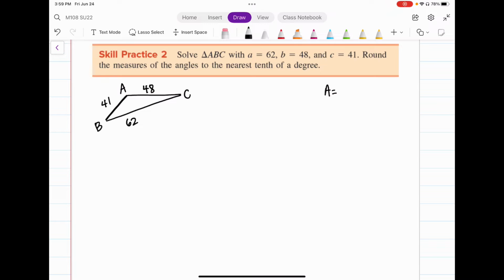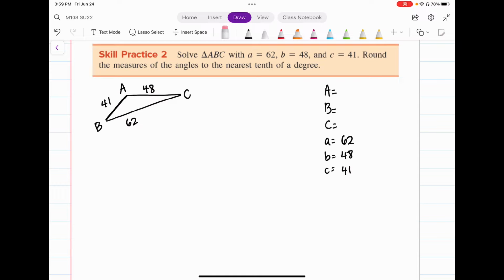So I'm going to fill in the 6 pieces of information that I want and write down what we have. A is equal to 62, B is 48, C is 41. And the guidelines say that we're going to use the alternate form for the law of cosines to find the largest angle. And the largest angle is opposite the longest side. So that's going to be angle A.